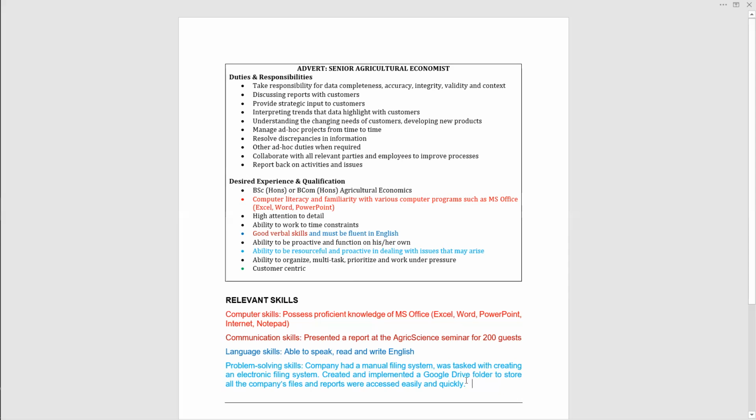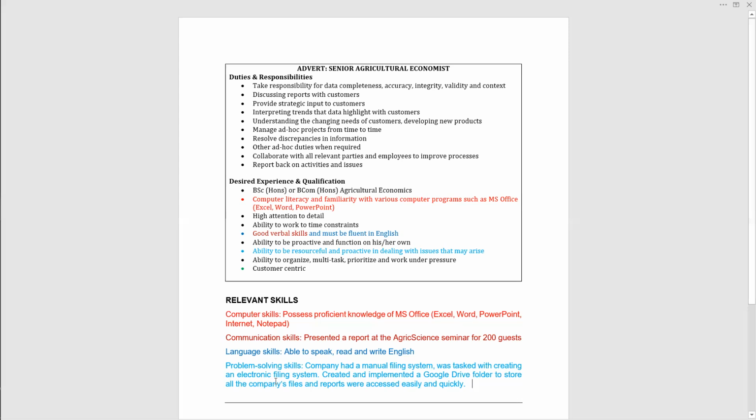So instead of just saying "presented a report at the AgriScience seminar for 200 guests," you can use the STAR technique. So the STAR, as in like star. So the S stands for the situation, that is, the company had a manual filing system, and then the T stands for task, and you write what it is that you had to do. Was tasked with creating an electronic filing system.